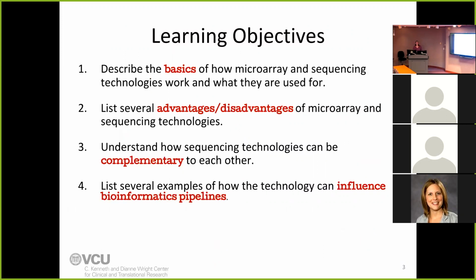So the learning objectives for today: I want you to be able to describe the basics of how microarrays and sequencing technologies work, discuss the advantages and disadvantages of microarray technology versus sequencing, and understand how sequencing technologies can be complementary to each other. There's not one technology out there that's perfect for all problems. Most importantly, I want everyone to be able to list a few examples of how the technology and its use can influence the bioinformatics pipeline downstream. The quiz questions are based off of these learning objectives.